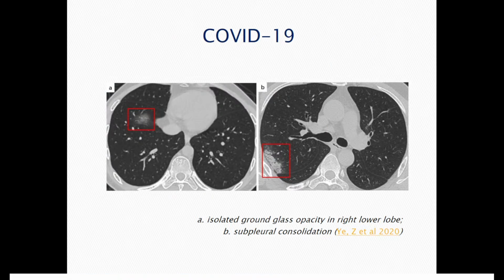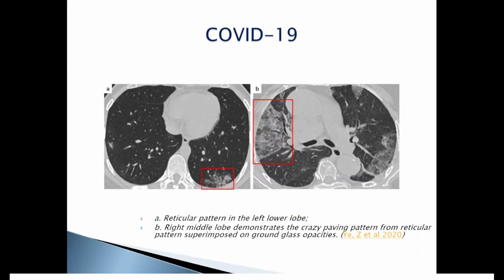What is typical for COVID-19? It is ground glass opacity or subpleural consolidation. But it is not a very high level of probability of COVID-19 because they are not multiple, they are single. In this situation, it is more specific, especially in picture B, because both lungs are affected. The subcortical layer is involved. So a reticular pattern is present in A in the left lower lobe and in B in the right middle lobe, demonstrating the crazy paving pattern, a reticular pattern superimposed on ground glass opacities.